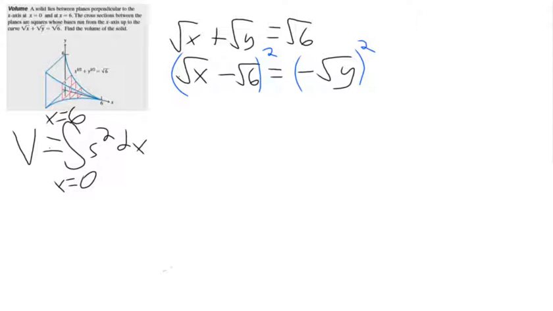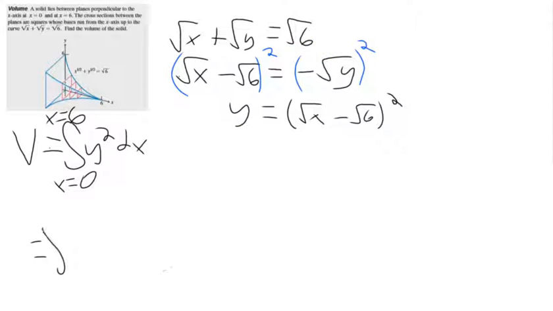So as you can see on this side, when you square negative square root of y, you still get positive y. And this I will just leave alone. So this is the square root of x minus the square root of 6 squared. So that's basically this right here. I could have even put down this s as a y. And of course, you can't integrate this. You have to plug this in, because this integral is in terms of x.